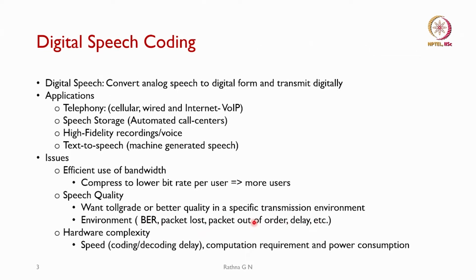By coding, we can account for all these losses, that is environment losses, and then we will be able to reconstruct our signal properly at the receiving end. The other issue one has to look at is hardware complexity, that is the speed. Both coding at the sending end and decoding at the receiving end will have a delay, which is going to be defined by the hardware you are going to use.